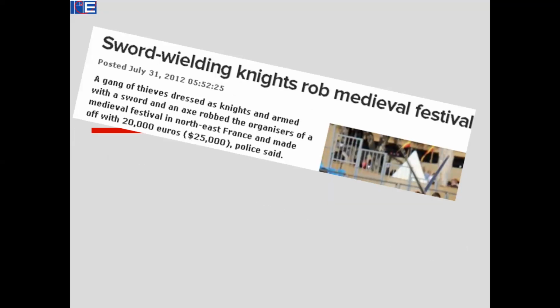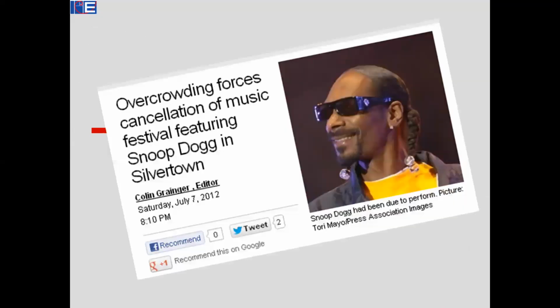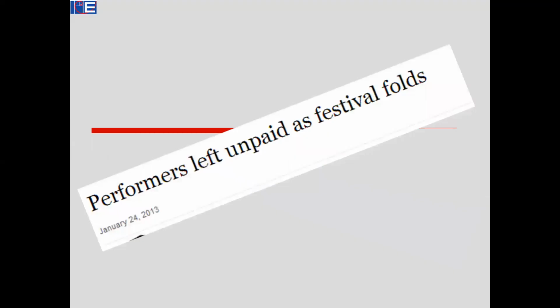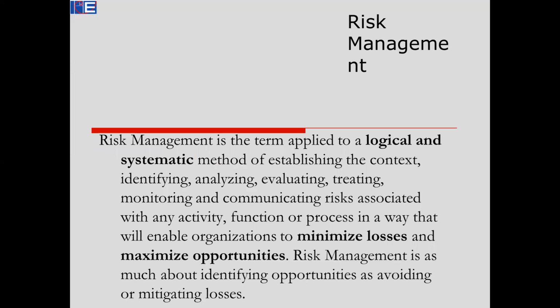Now, here's one for you guys in France, northeastern France, the medieval festival, and somebody robbed it of 20,000 euros. Okay, overcrowding at events. You're getting too many people. People are unpaid. Now, we'll go through a few of these. If we've got time, we'll go through a few of these. There's some really interesting ones.